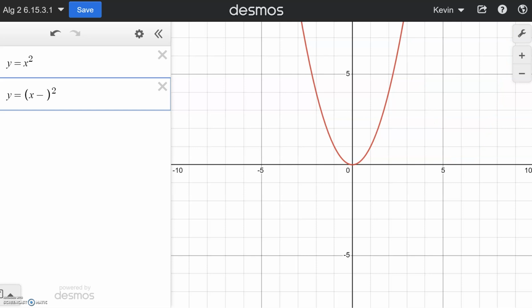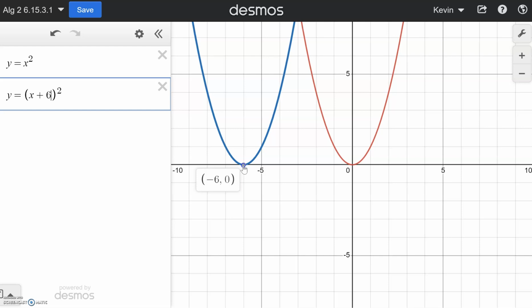Well, what if I subtract 4? It takes my red graph of x squared and it moves it to the right 4 units. What if I subtract 2? You guessed it, it takes that red graph and it moves it to the right 2. So it looks like when I subtract things inside the parentheses, it moves the graph to the right that many units. What do you think is going to happen if I add? If you guessed that it would move it to the left, if I add 6, notice it moves my graph to the left 6 units.